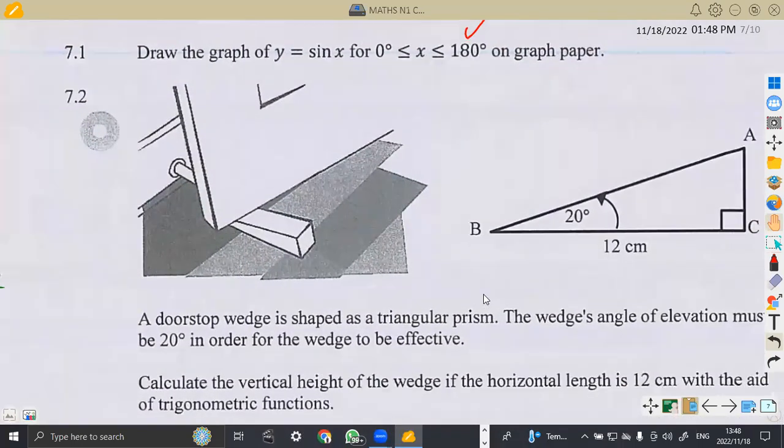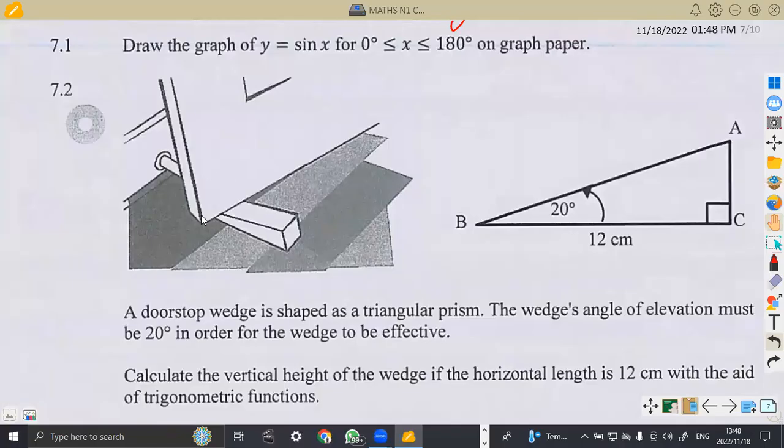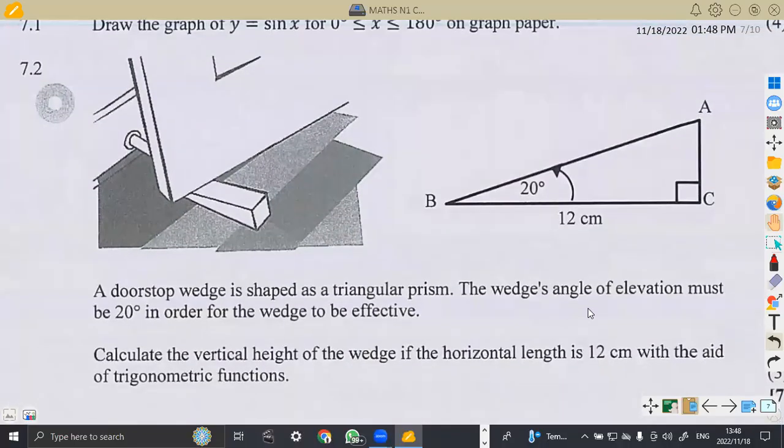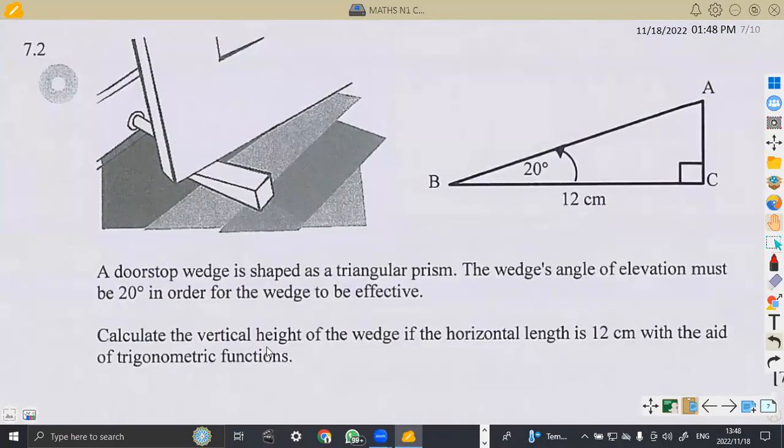7.2, we are given a certain layout of a building. A doorstep wedge is shaped as a triangular prism. The wedge's angle of elevation must be 20 degrees in order for the wedge to be effective. Calculate the vertical height of the wedge if the horizontal is 12 centimeters with the aid of trigonometry. Guys, this is just direct. According to this 20 degree angle, this is the vertical, the opposite side, and that's the adjacent side.